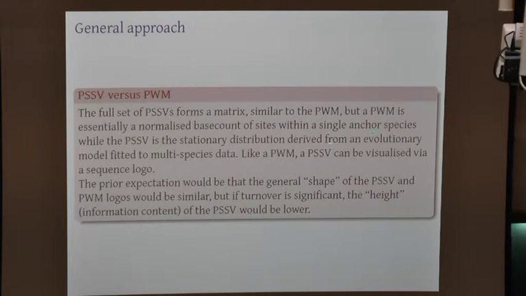This is a normalized base count within your species of interest, whereas this is the stationary distribution derived from the multi-species data, and you can use a sequence logo to visualize it in exactly the same way. Now, you would expect that the PSSV shape should be similar to a position weight matrix logo, but if the selection pressure is not terribly strong, or turnover is significant, then you might have a lower height overall, but a similar shape.